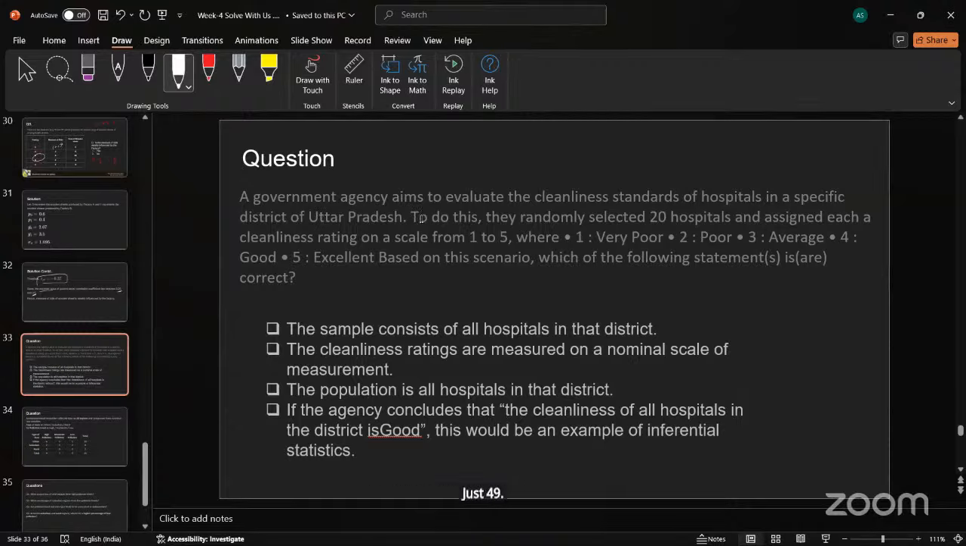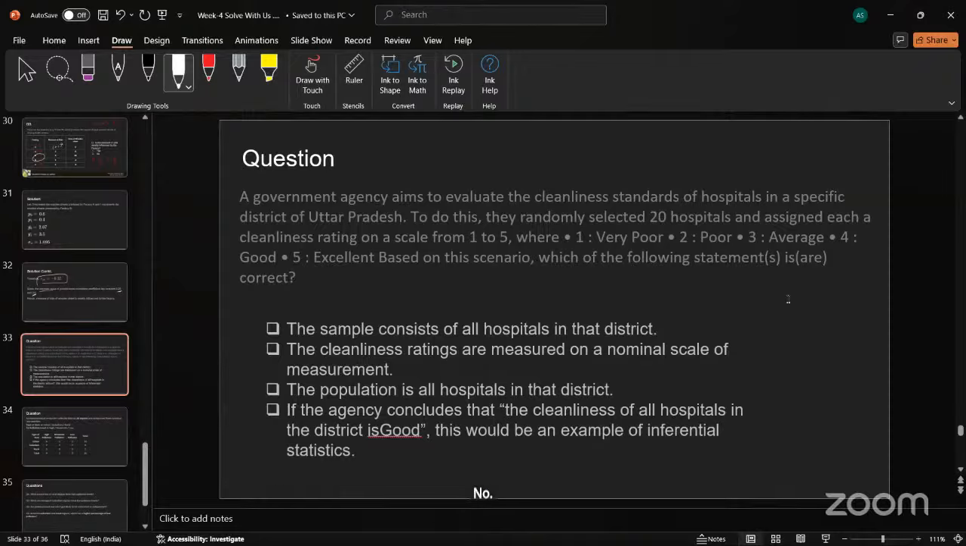A government agency aims to evaluate the cleanliness standards of hospitals in a specific district of UP. To do this, they randomly selected 20 hospitals and assigned each a cleanliness rating on a scale from 1 to 5, where 1 is very poor, 2 is poor, then average, good, and excellent. Based on this scenario, which of the following statements are correct? I'll not give time. Let's do it together. First, the sample consists of all hospitals in that district. Is it correct?